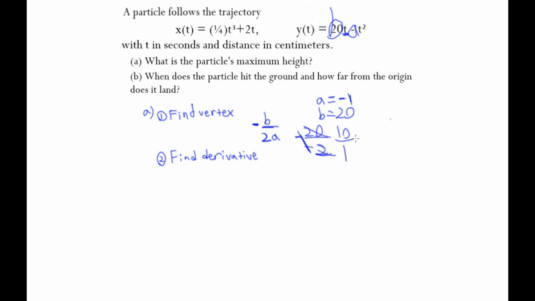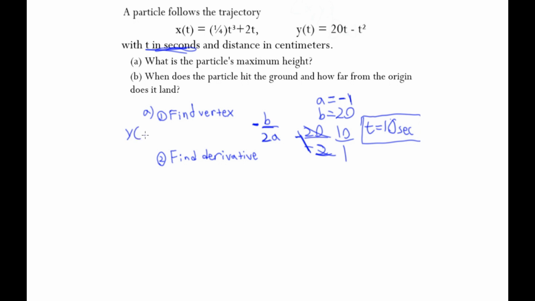Simplifying that gives us 10. So our t is equal to 10 seconds, because t is in seconds. And then from there, we can use this to figure out what our maximum height is. So how do we do that? Well, at this t point, we know that it's going to be at its highest, right? So we just plug that back into the y of t parametric equation to get the highest point.